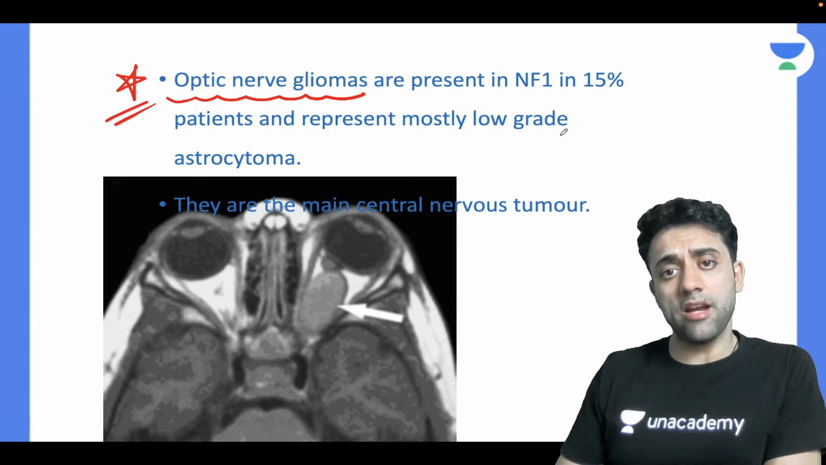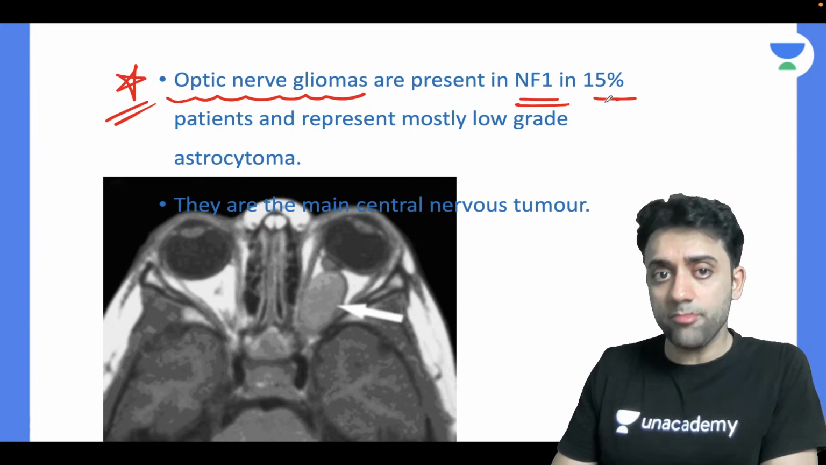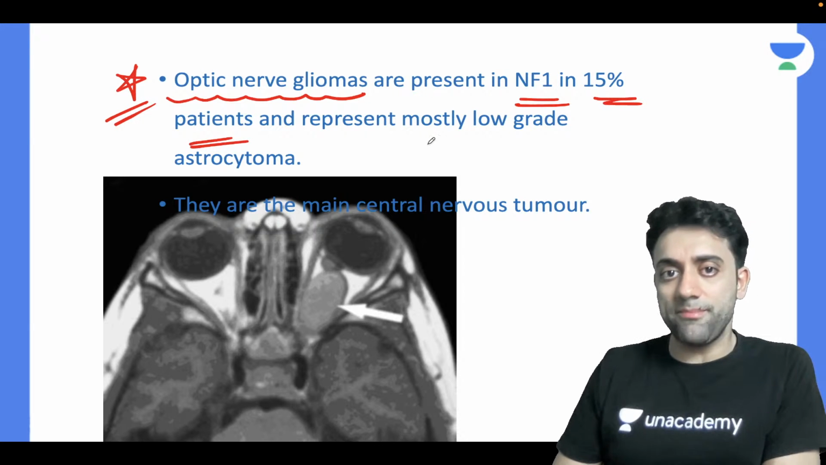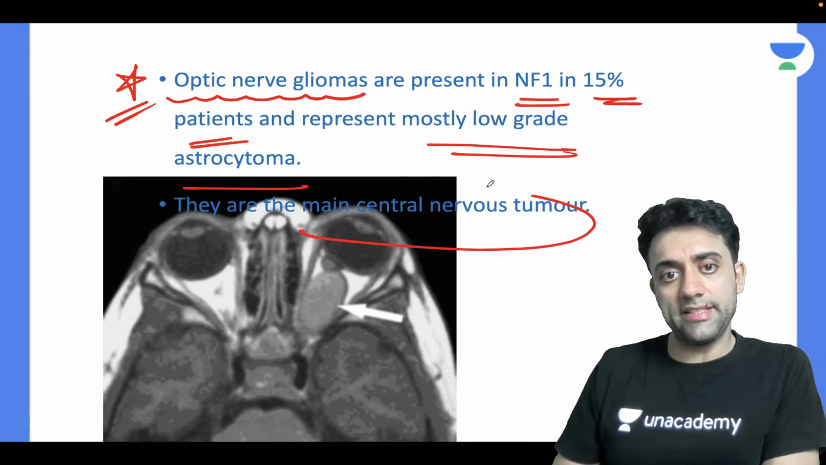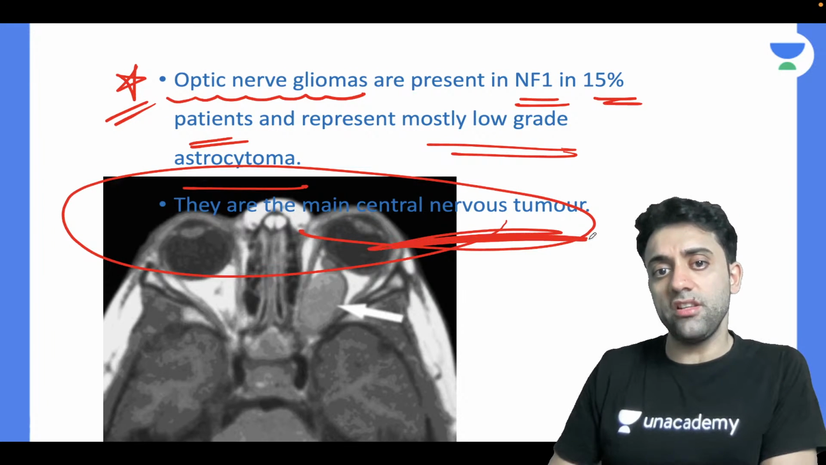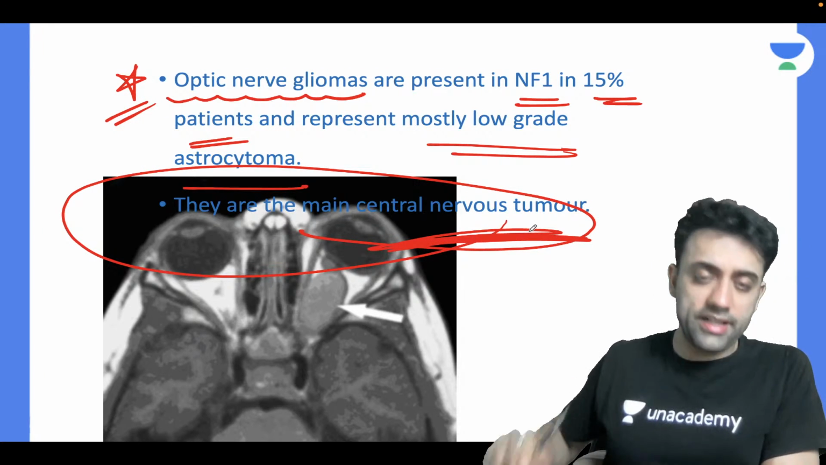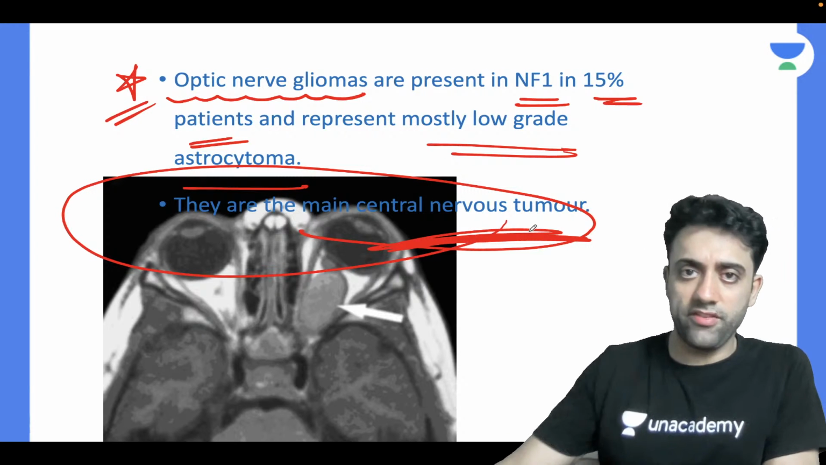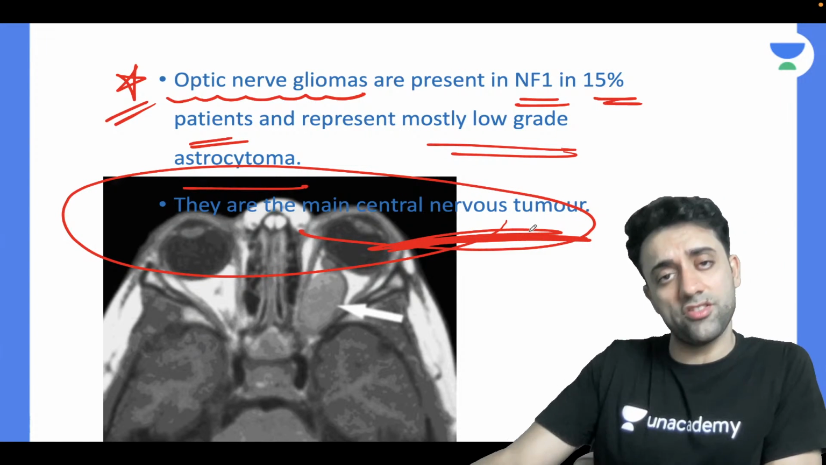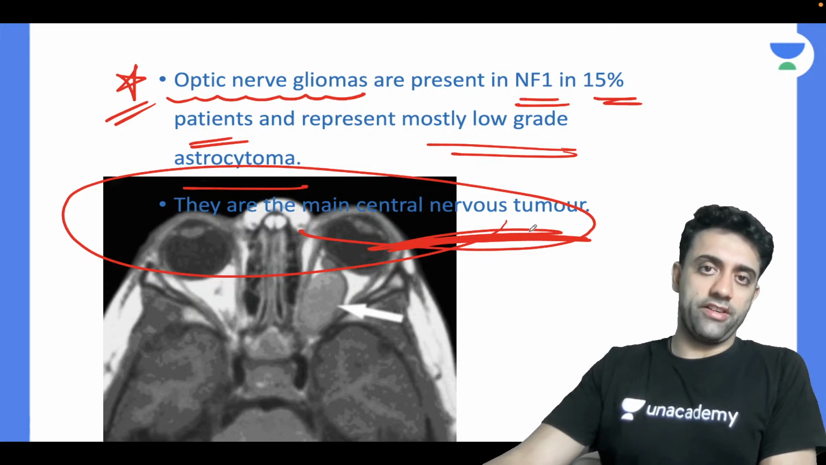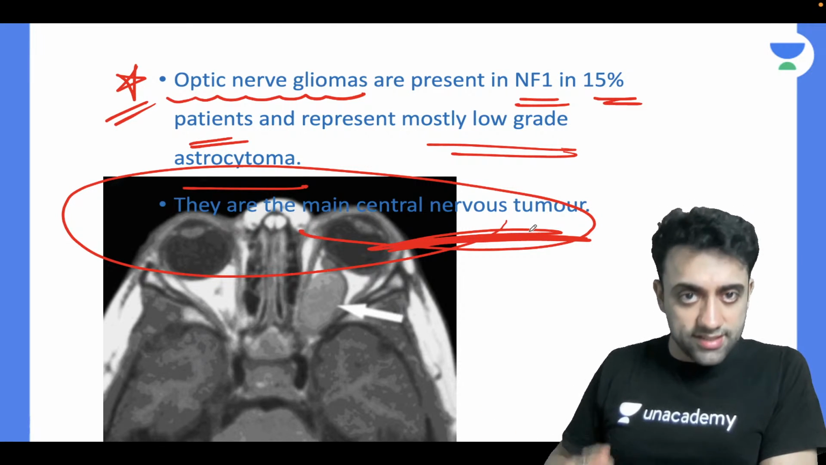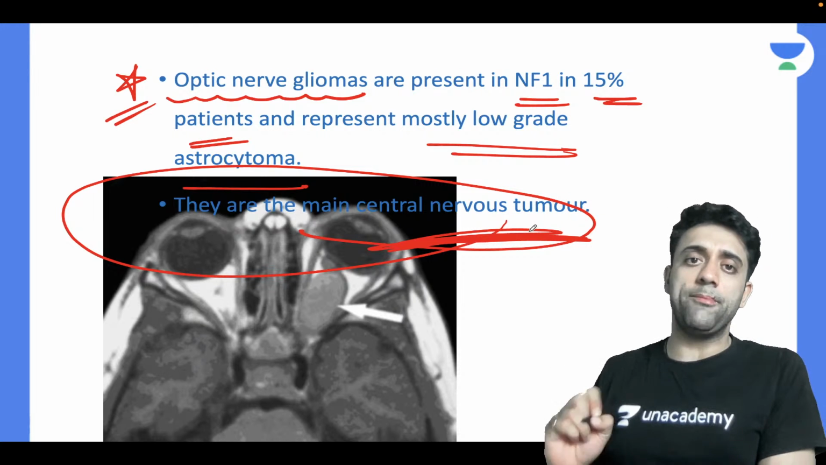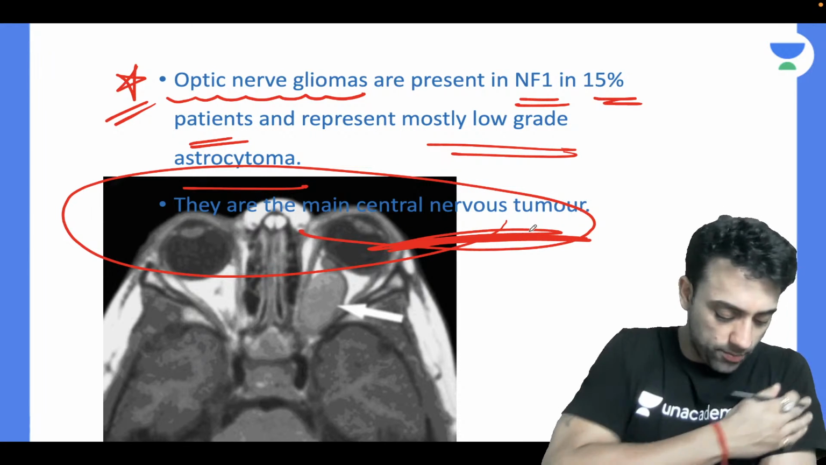Optic nerve glioma is present in NF1 in 15% of patients, and represents mostly low grade astrocytoma. So basically they are the main central nervous tumor. So optic nerve glioma, I have told in the previous classes of the neurology, हमने डिस्कस की अच्छे से, ठीक है. So optic nerve glioma, CNS tumor, CNS malignancy which is seen in a case of neurofibromatosis. The answer is optic nerve glioma.